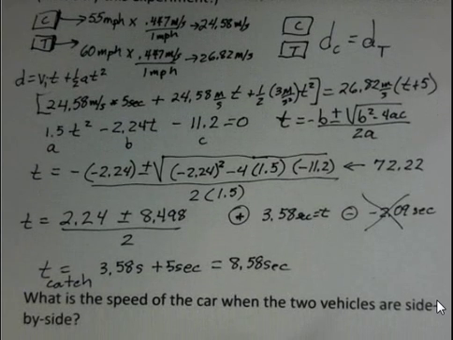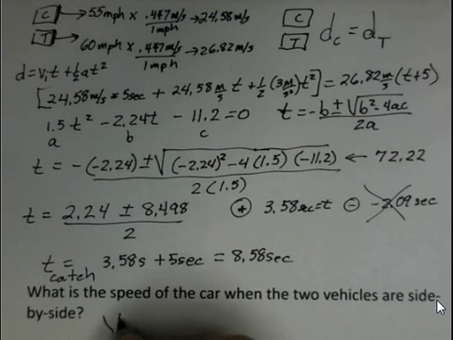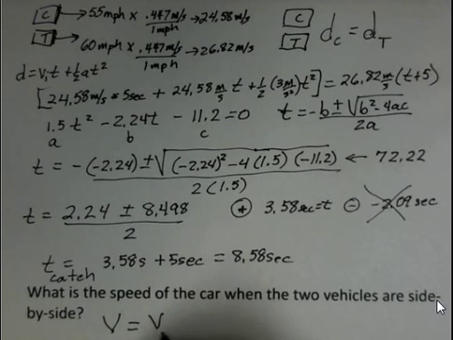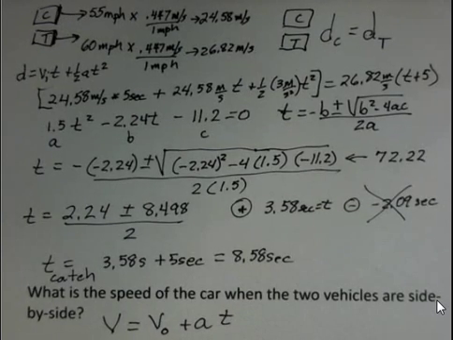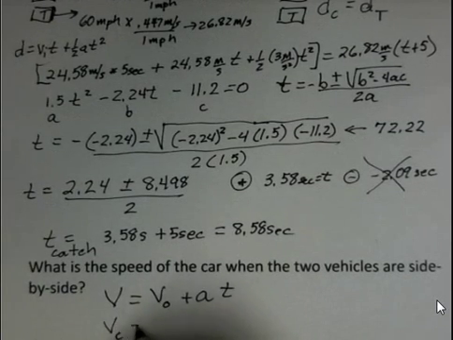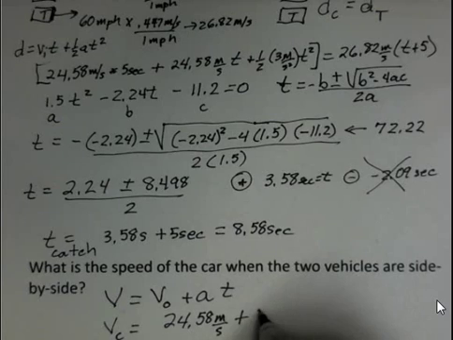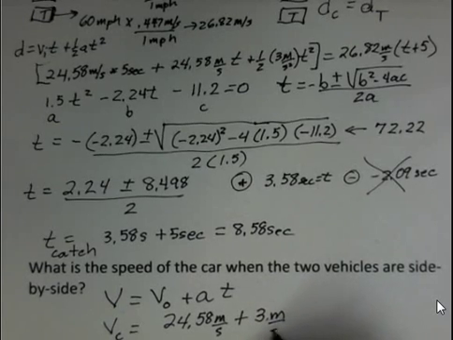Now, what is the speed of the car when the two vehicles are side by side? How can we calculate the speed of the car? Well, our final speed is our initial speed plus acceleration multiplied by time is our kinematic equation. We want to know the final speed of the car. Our initial speed was the 24.58 meters per second. We were accelerating at a rate of 3 meters per second squared.